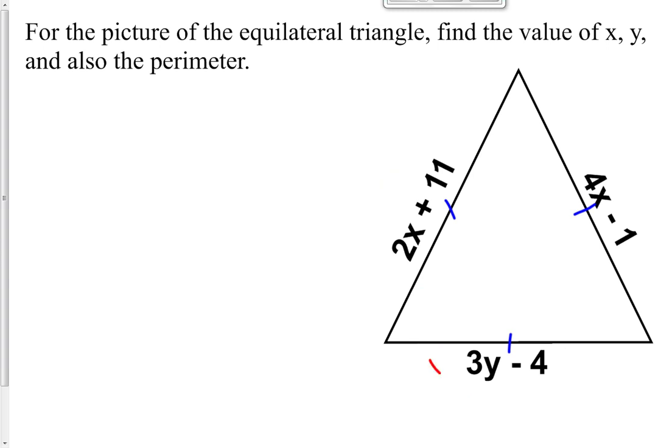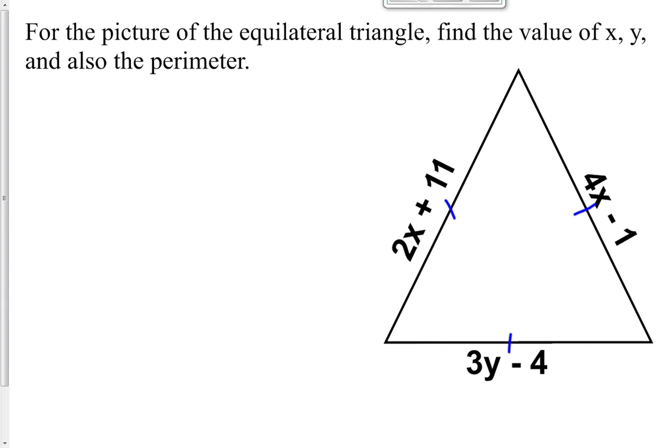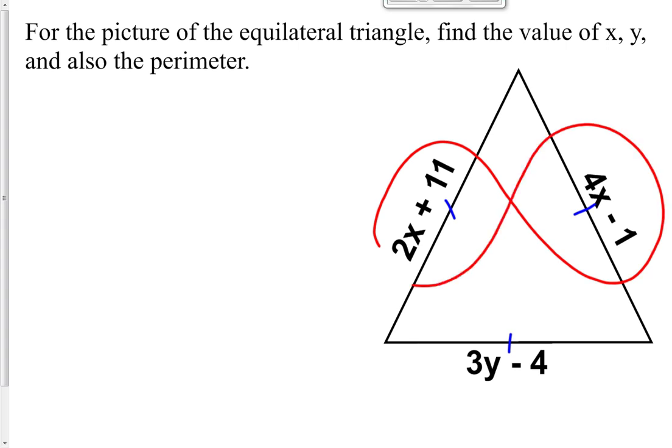In the same way, I cannot set these two equal to each other, because I can't get a variable all by itself equaling a number, rather a solution. So there's only one pair of sides that I can set equal to each other, the 2 that have the same variable. Let's set these 2 equal to each other to find x. So that side, 2x plus 11, equals the other side, 4x minus 1. Let's now solve for x.